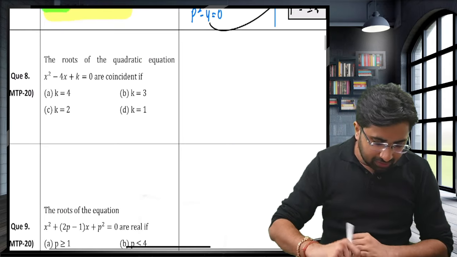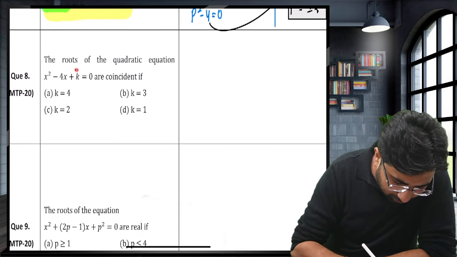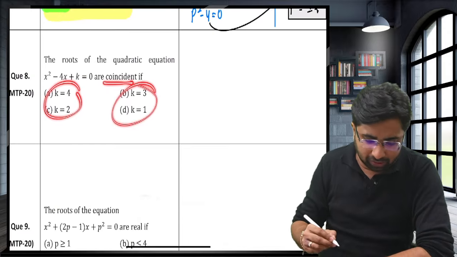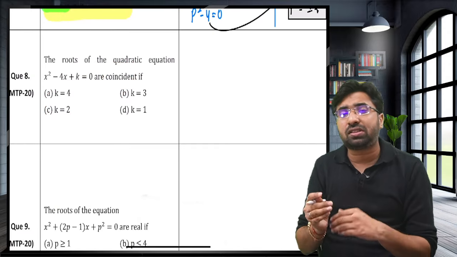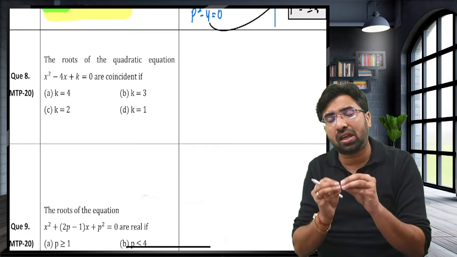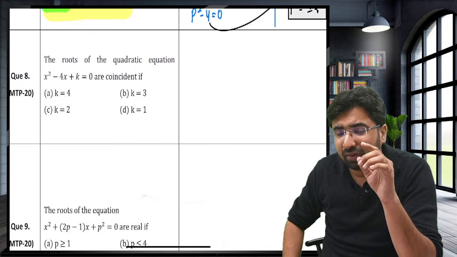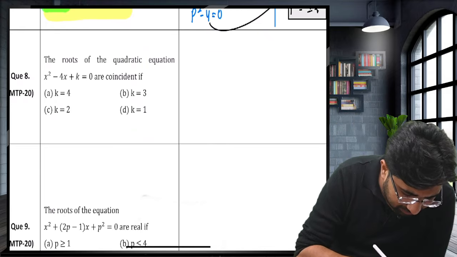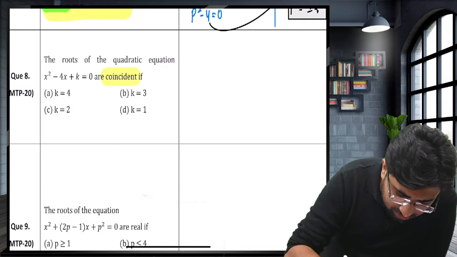Now, Aman sir, now they are saying find the value of k. Guys, the roots of these equations coincide, and they are asking the value of k. Guys, what do you mean by coincide? Coincide means they are same. Indirectly, they are saying the roots are the same.